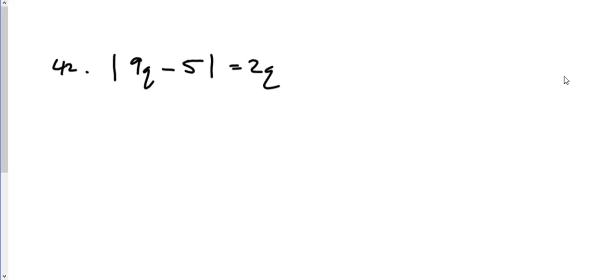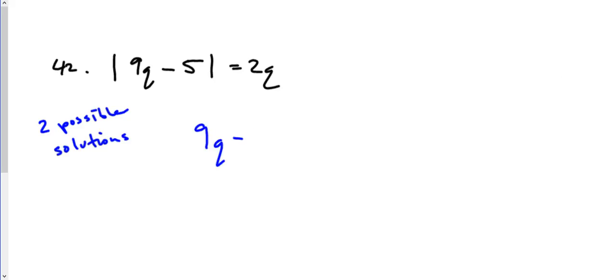The first step, whenever you have absolute value, is that in order to solve it, you have to realize that absolute values create two possible solutions. The reason why is because absolute value can create a positive solution and a negative solution. Because of that, we need to create two different equations.